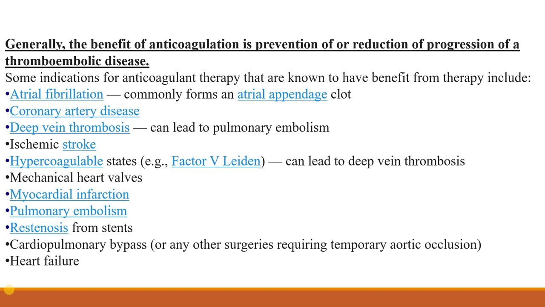Deep vein thrombosis can lead to pulmonary embolisms and ischemic strokes, and hypercoagulable states like factor V Leiden can lead to deep vein thrombosis. Next, mechanical heart valves, myocardial infarction, pulmonary embolism, restenosis for stents. And next one is cardiopulmonary bypass or any other surgeries requiring temporary aortic occlusion. Next one is heart failure.